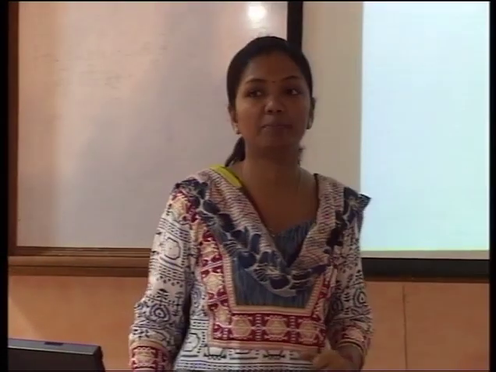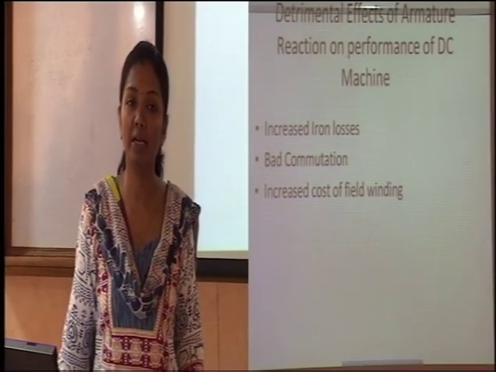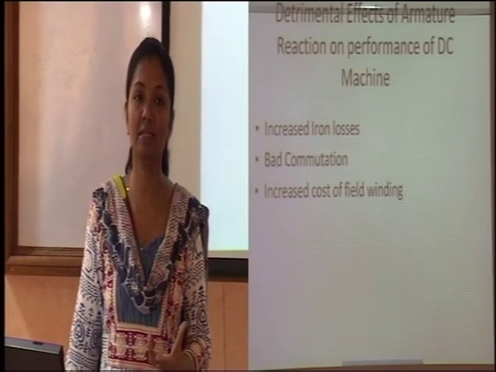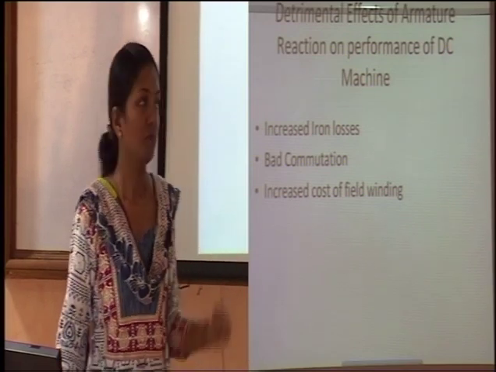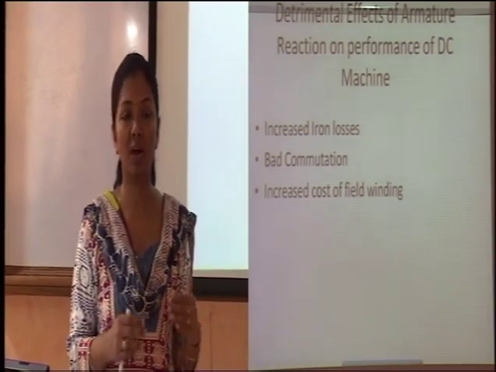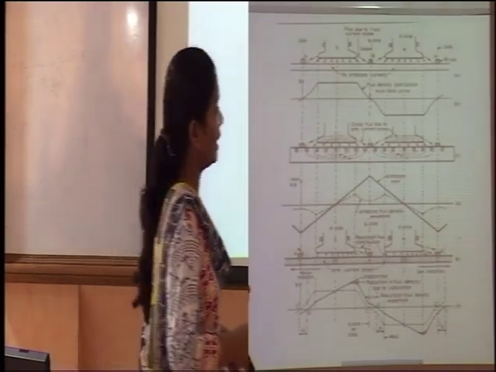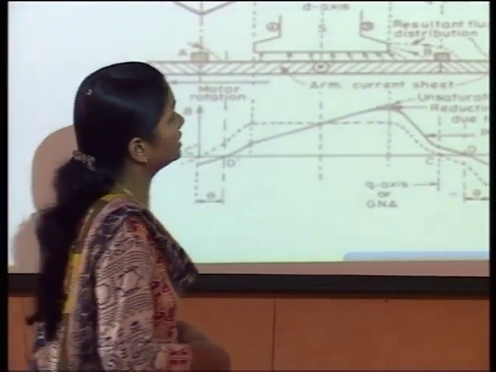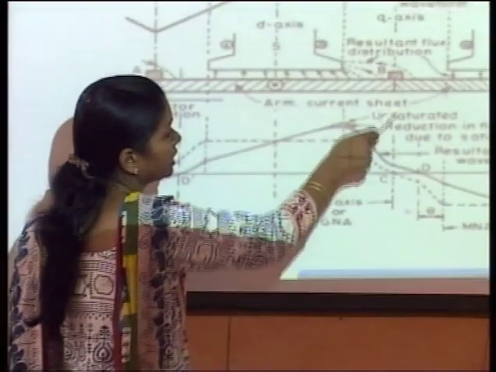Now, the second point is the bad commutation. What do we mean by bad commutation? Bad commutation means the commutation is not sparkless. Sparking develops between the commutator and the brushes when the coil undergoes the process of commutation. So, why is this bad commutation there? Let us have a look. As I told you, the flux density is not zero along the geometrical neutral axis, and the brush is located along the geometrical neutral axis.